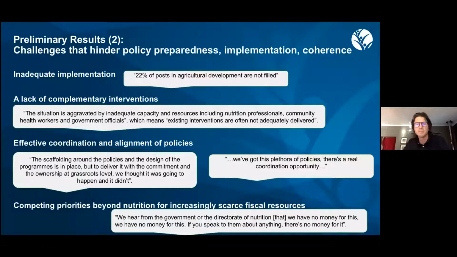The challenges that have hindered policy are inadequate implementation. So a lot to do with capacity, training, understanding issues, and a lack of complementary interventions. Often we have programs operating in isolation and in silos. Sometimes one could argue you could place them in the same area and they may even cancel each other out. Questions of coordination and alignment emerge throughout the stories of challenge research in many countries, and indeed questions about scarce fiscal resources. So what gets paid for gets done.